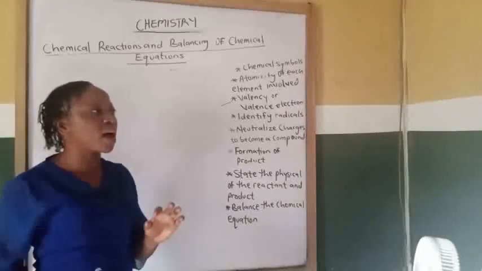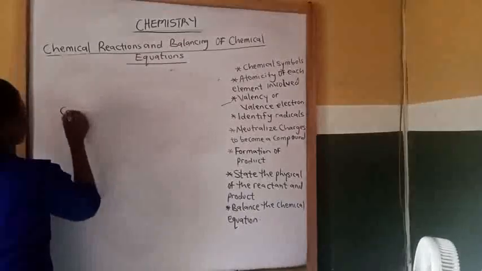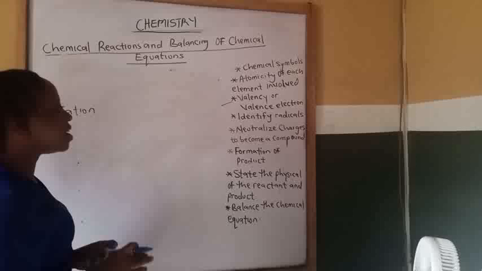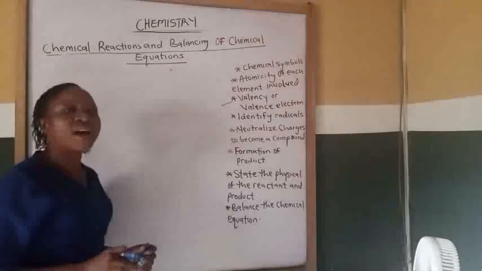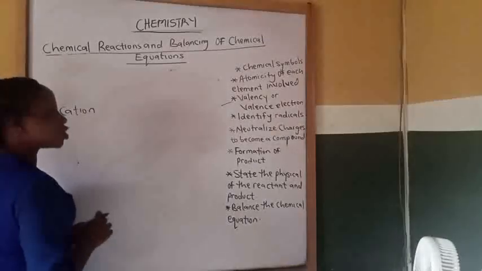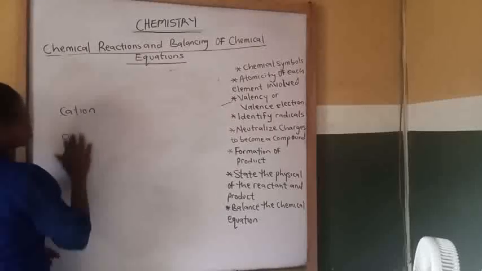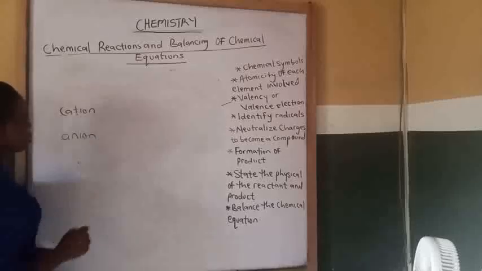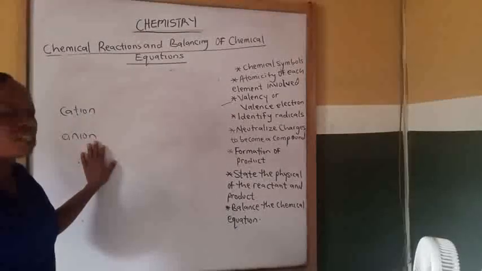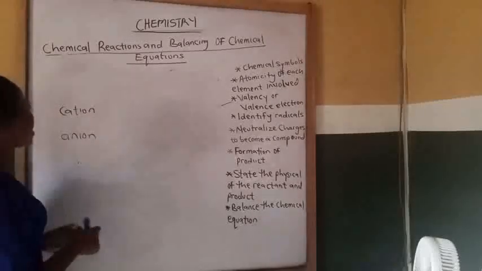Then the atoms with positive charge are called cations. So the cations are those atoms that lose electrons to become positively charged. Then we also have anions. So anions are negatively charged. So metallic atoms are cations.